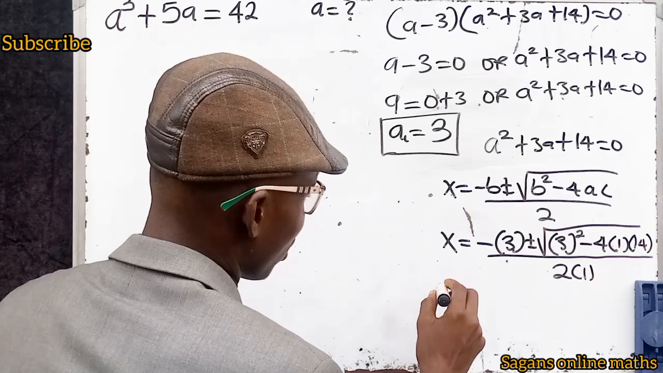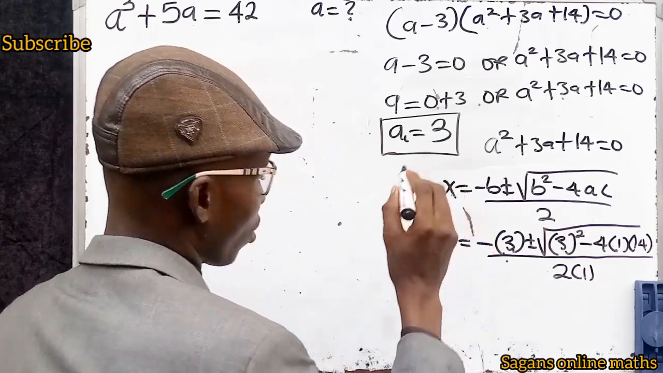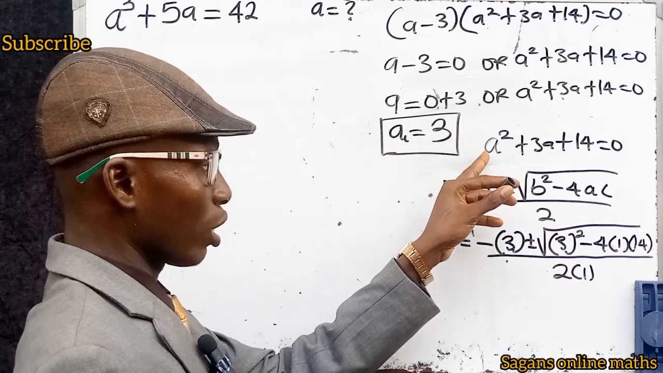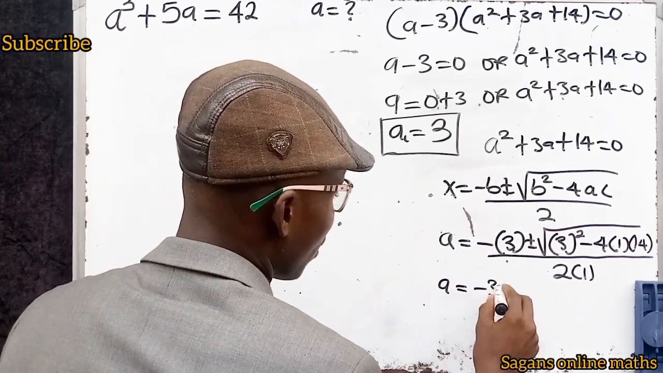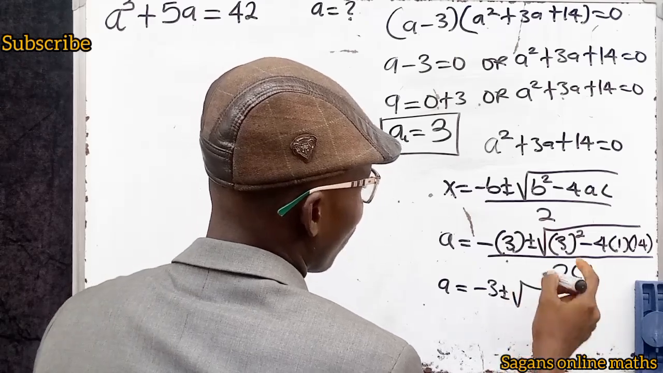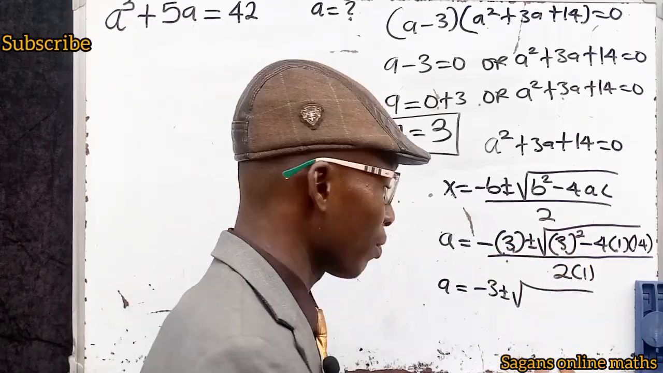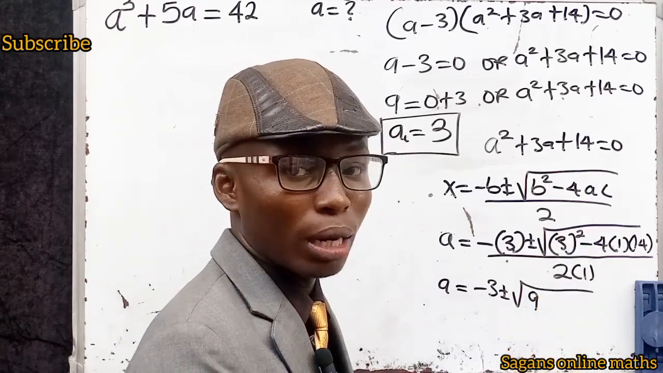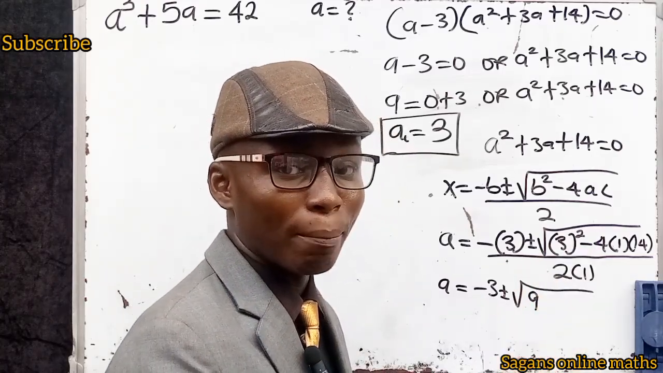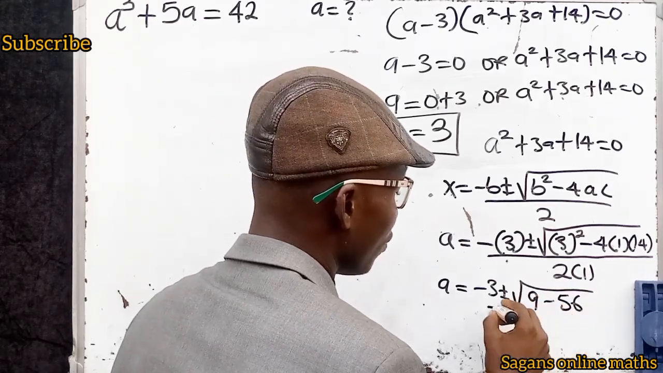But we're not going to use x. Let's not use x because you are looking for a. So this is a. Let x be equal to a because this is a. You can see it. Then our a will be equal to minus 3 plus or minus the square root of 3 squared, which simply means 3 times 3, which is 9. So here is 9. Then minus 4 times 1 is minus 4, minus 4 times 14 is minus 56.